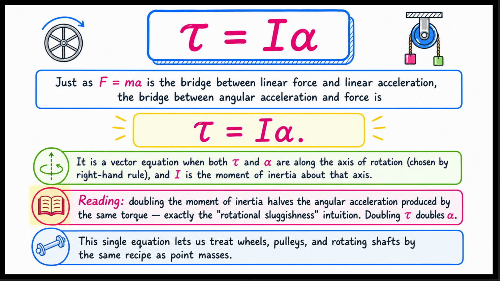The reading is direct. Doubling the moment of inertia halves the angular acceleration produced by the same torque, which is exactly the rotational sluggishness intuition. Doubling the torque doubles the alpha. This single equation lets us treat wheels, pulleys, and rotating shafts by the same recipe as point masses.